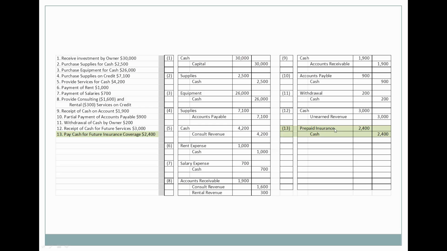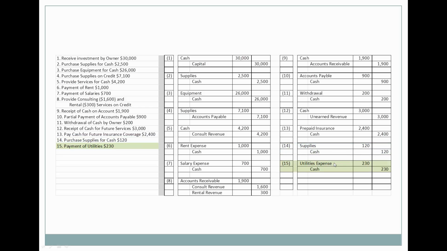Now a word about prepaid insurance. If this had only been insurance for the month, it would have been insurance expense, but since it's going to benefit future periods, it's an asset. Now we're going to buy some more supplies for cash. So supplies will increase, they're benefiting future periods, so it's an asset, and cash will decrease with the credit.